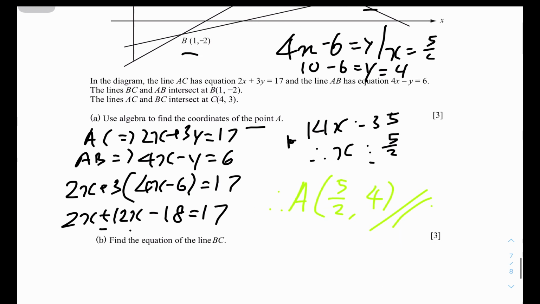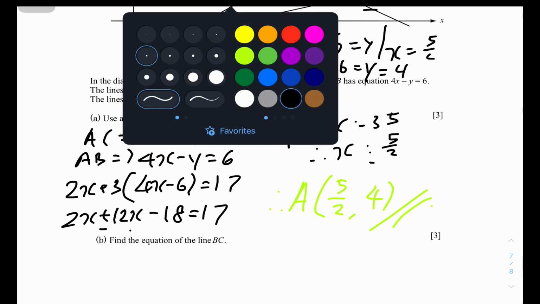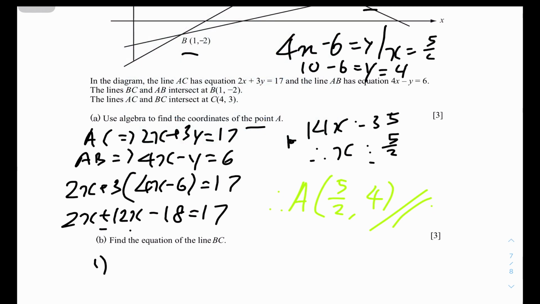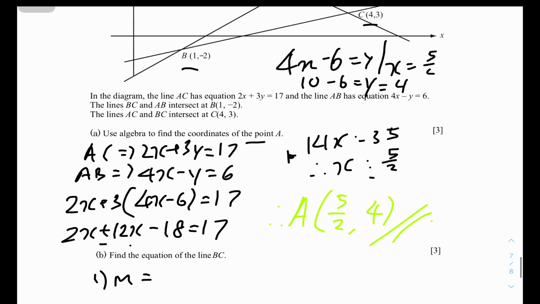And find the equation of the line BC. So we have to first find the gradient. The gradient is, from here, we have B and C right here. It will be 3 minus minus 2 over 4 minus 1. 3 minus minus 2 is 3 plus 2, which is 5. And 4 minus 1 is 3.